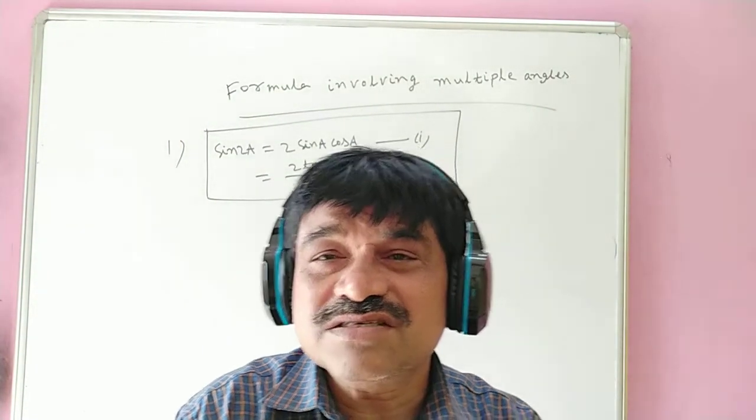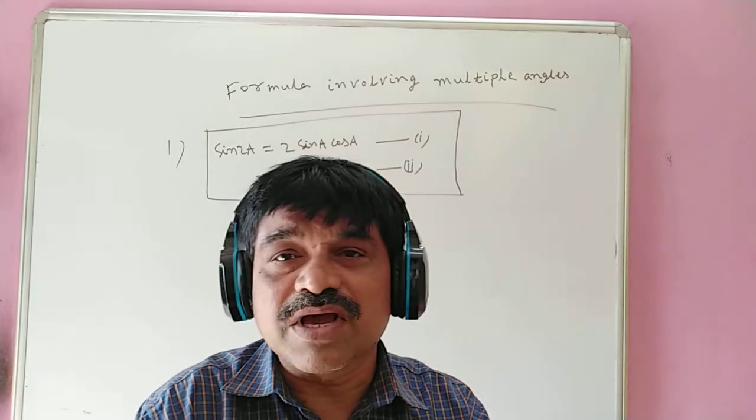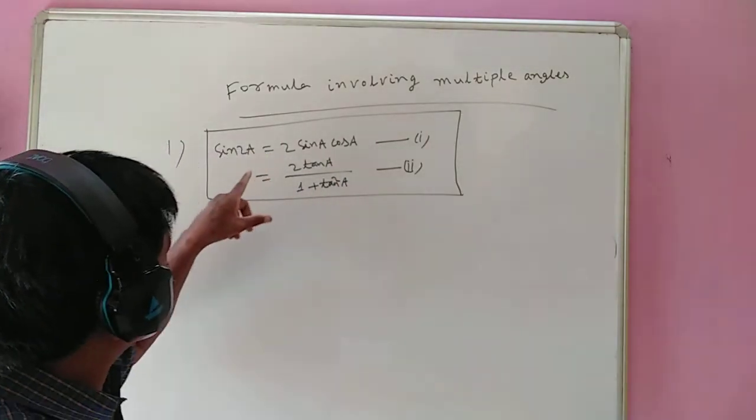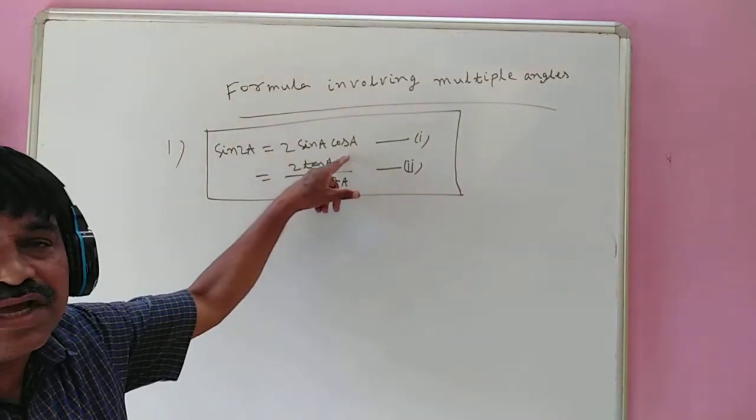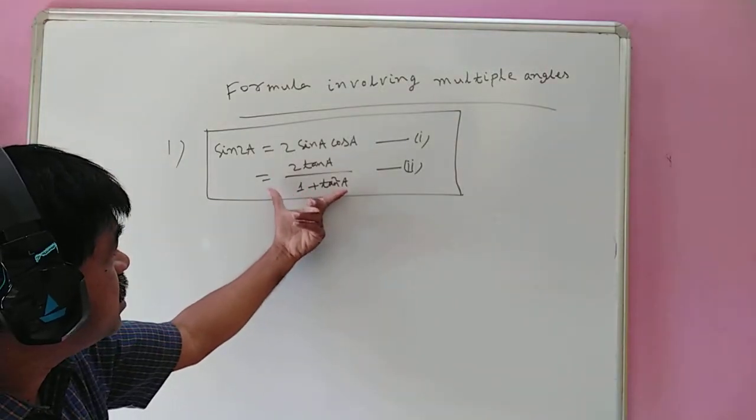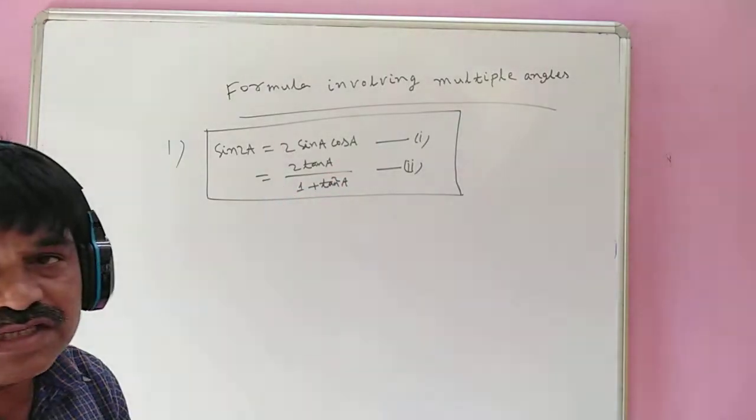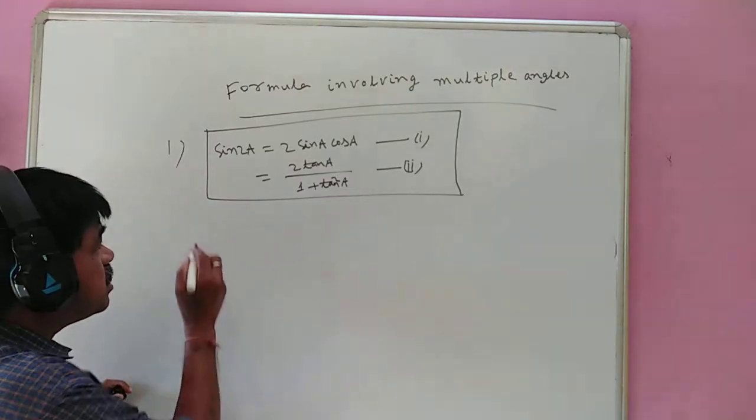Today we shall start formulas involving multiple angles. Okay. So number one formula is sin 2a equals 2 sin a cos a. That you can also write as 2 tan a by 1 plus tan square a. Okay. So let us write the proof for this.